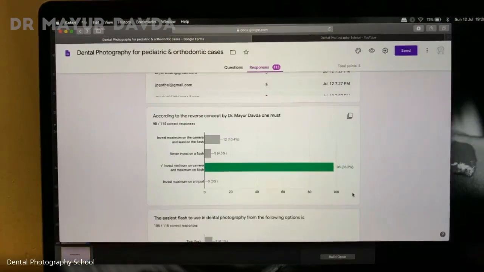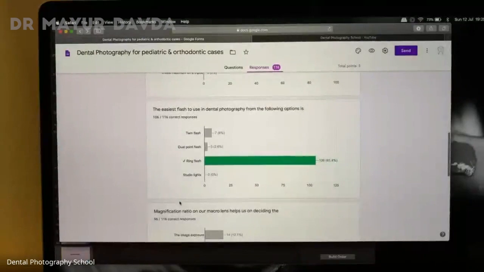98 people, I think that's 85%, said to invest minimum on the camera and maximum on the flash. That's good to know. 98 people, at least out of the 170 people I spoke in front of, could answer it correctly. And I'm glad to see nobody said invest on a tripod.